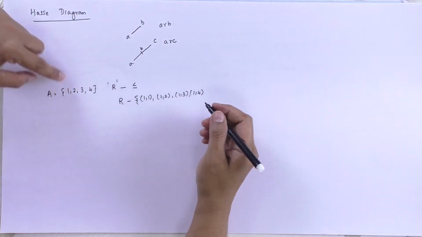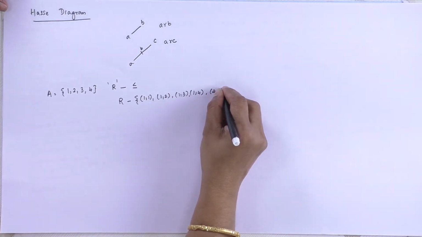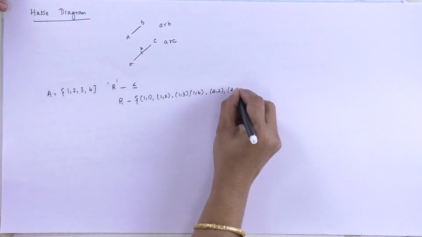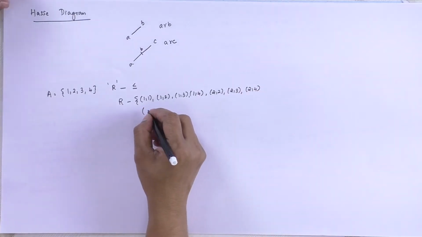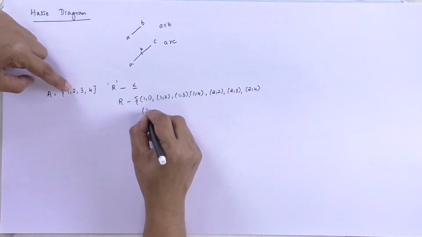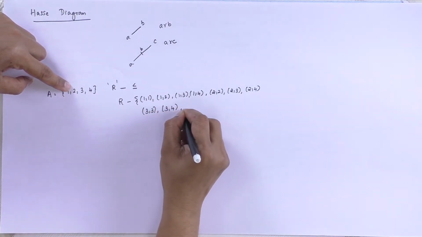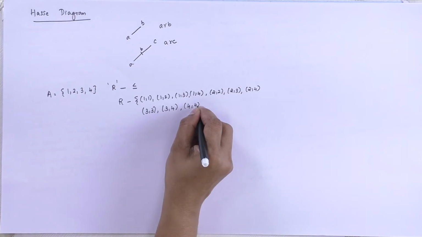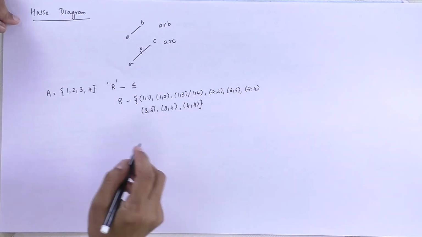(2,1) I cannot have, since that element will be greater. So I can have (2,2), I can have (2,3), I can have (2,4), right? And next I can have (3,1)? No. I cannot have (3,2), I cannot have (3,3)... I can have (3,4). Then finally I can have (4,4). This is the relation, and for this relation I am supposed to draw the Hasse diagram.